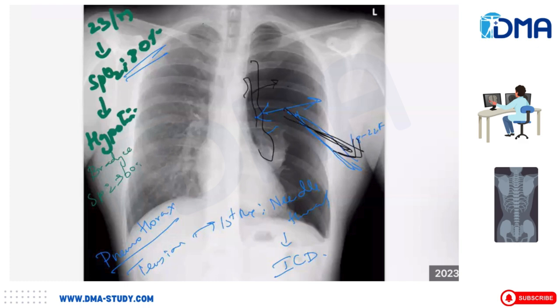Whenever there is such a mass of pneumothorax, you put the patient on an ICD, and non-invasive ventilation will help. The positive pressure will help in expanding the parenchyma and letting the air inside the thoracic cavity come out through the intercostal tube. Okay, this is tension pneumothorax.